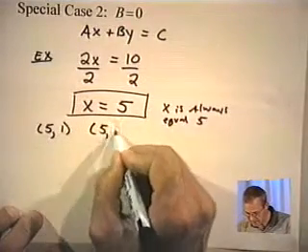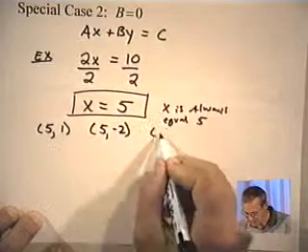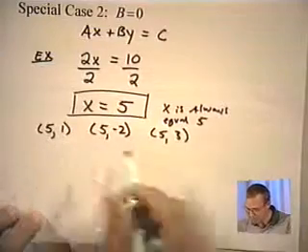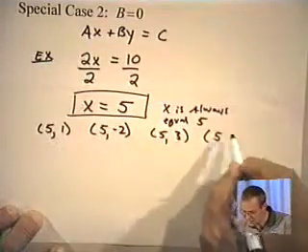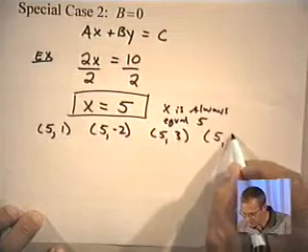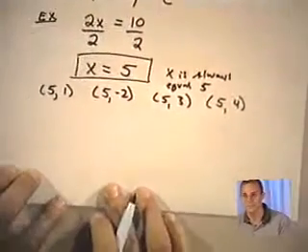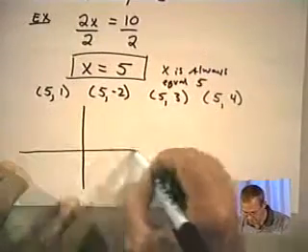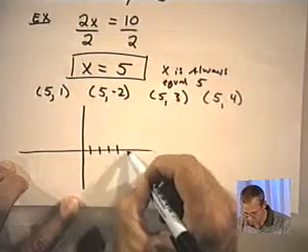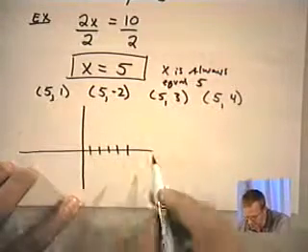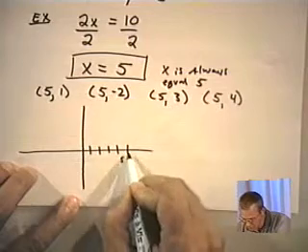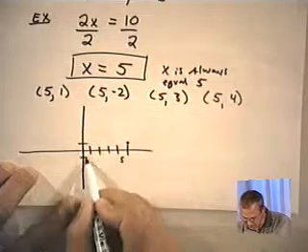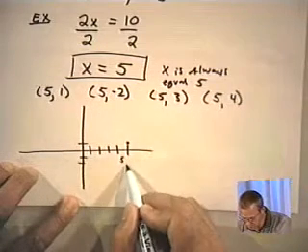X coordinate of 5, y of minus 2. X coordinate is 5, y is 3. Now again, it doesn't matter what I pick as long as the x coordinate is always 5. So here's just a few ordered pairs. And let's try to plot these. Let's plot the point 5, 1: over 5, up 1 is that point. 5, negative 2: over 5, down 2.